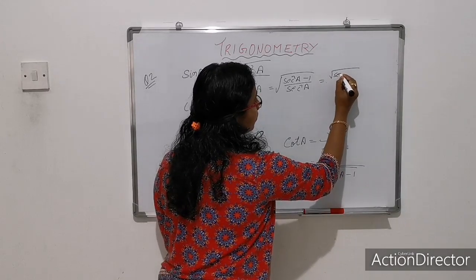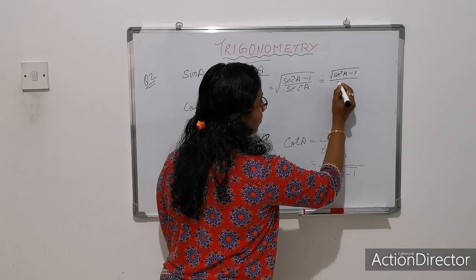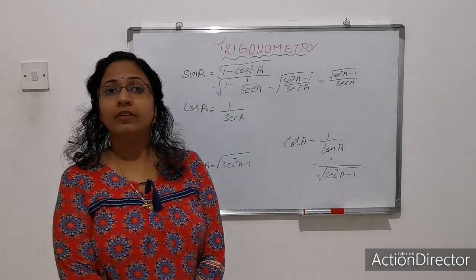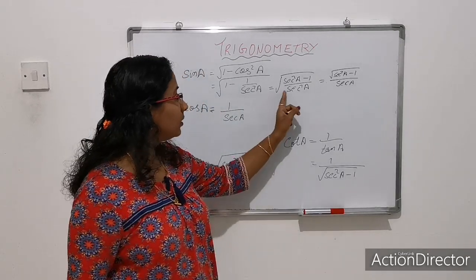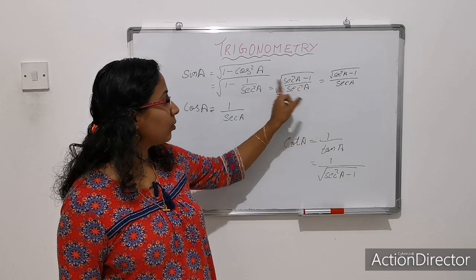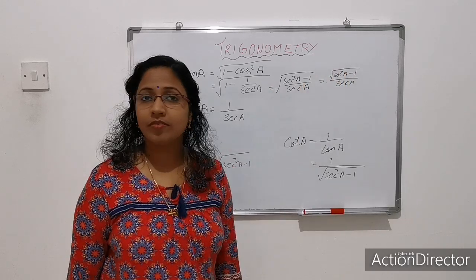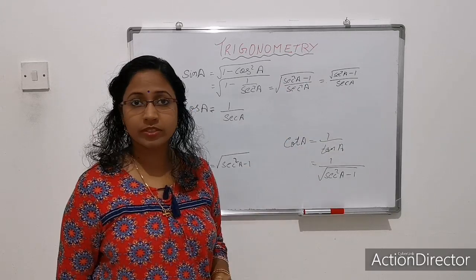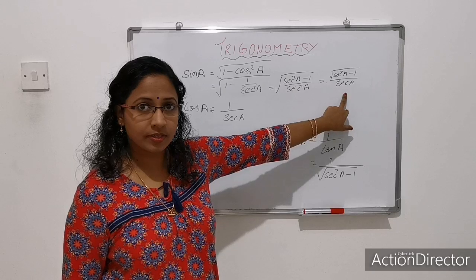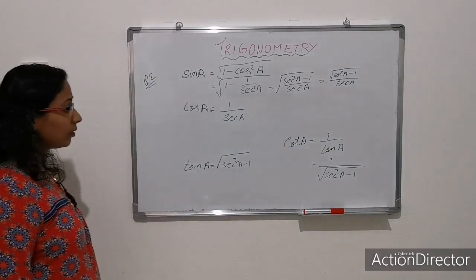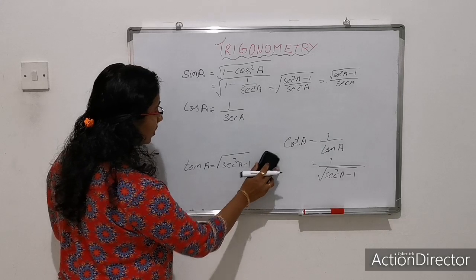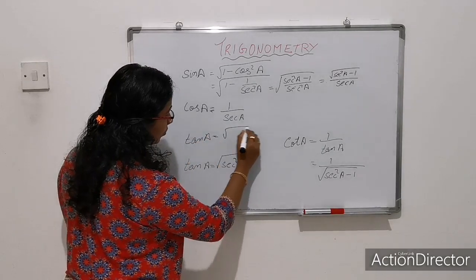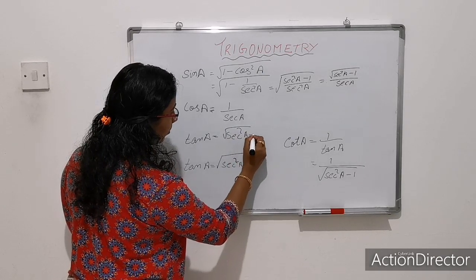root of sec square A minus 1 divided by sec A. Right? Clear? This is sec square A minus 1. I am making it root on the numerator only. I am just cancelling the square and root for the denominator sec A. Right? Clear? Now, the rest left out, I am writing a little up: tan A is equal to root of sec square A minus 1.